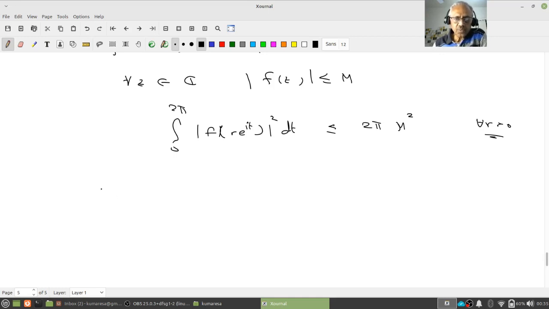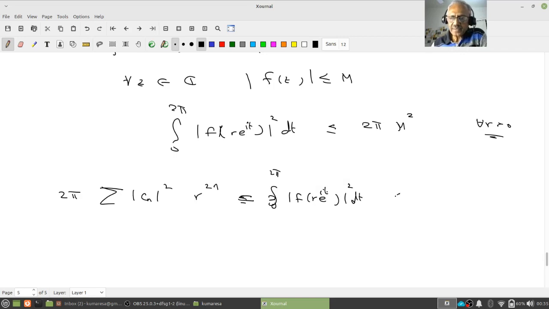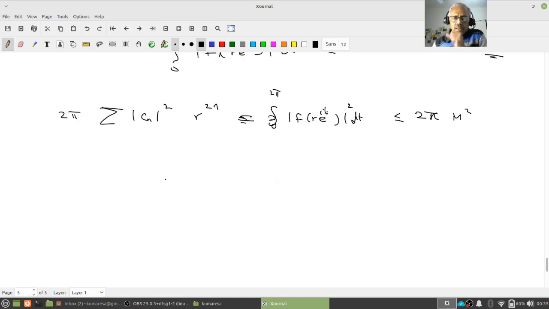Are you following? But what do I know? I know that 2 pi times mod Cn squared r to the power 2n is less than or equal to the integral of modulus f of r e to the power i t, whole squared, from 0 to 2 pi, dt, but that is less than or equal to 2 pi into M squared. So what does it mean? Therefore, mod Cn squared r to the power 2n is less than or equal to M squared for all r positive.